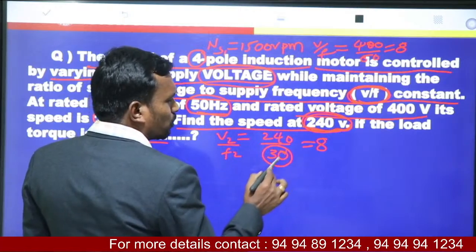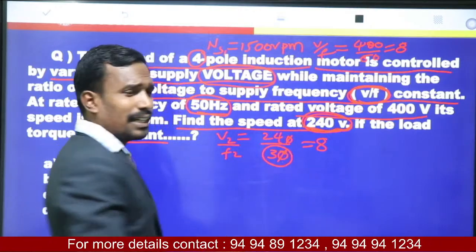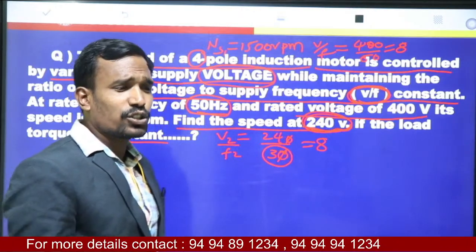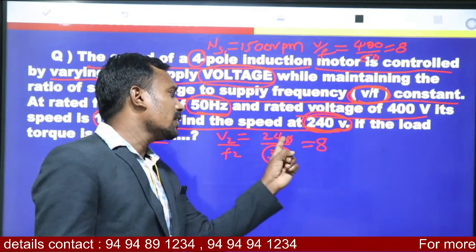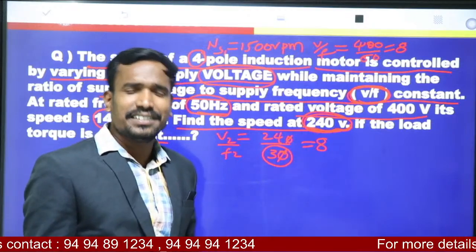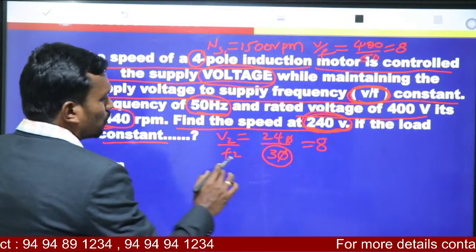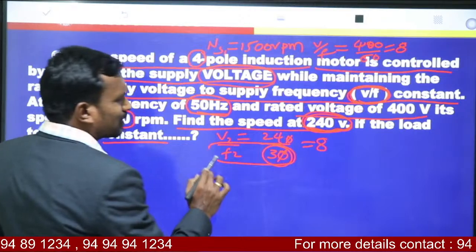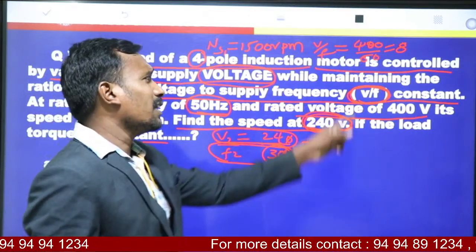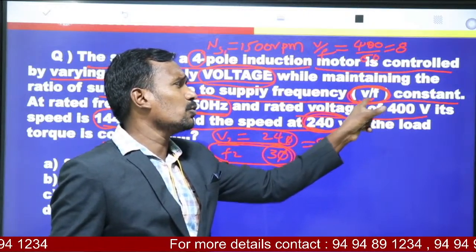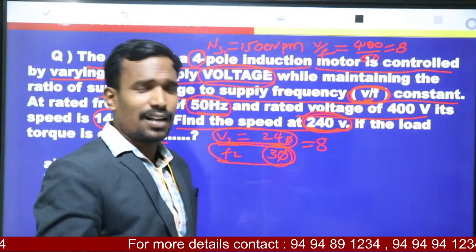F2 is equal to 30 hertz. Then we can get the V by F ratio constant, 240 by 30. Now the second frequency is 30 hertz, and the second voltage is 240 volts, because they clearly mentioned that we have to maintain the V by F ratio constant.